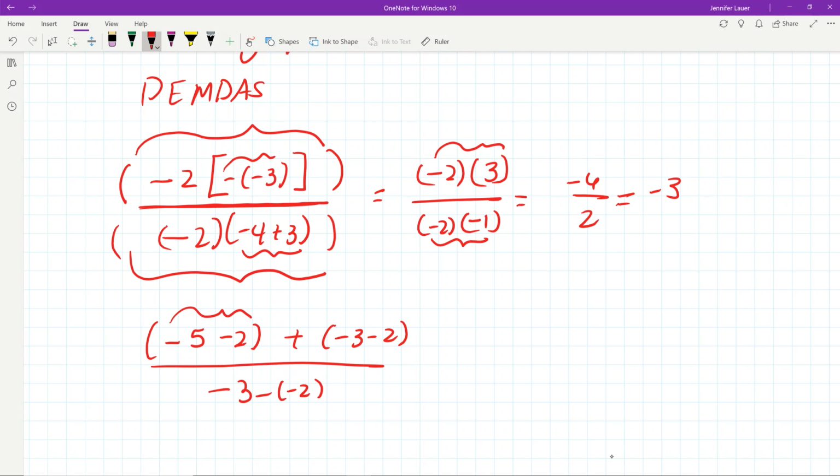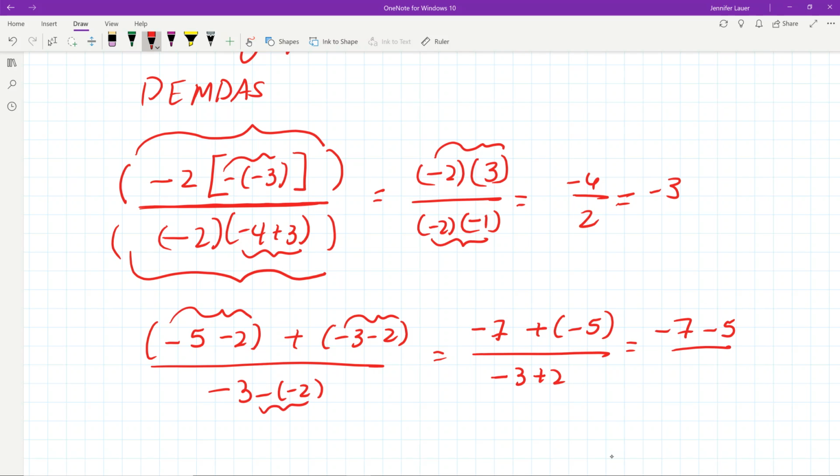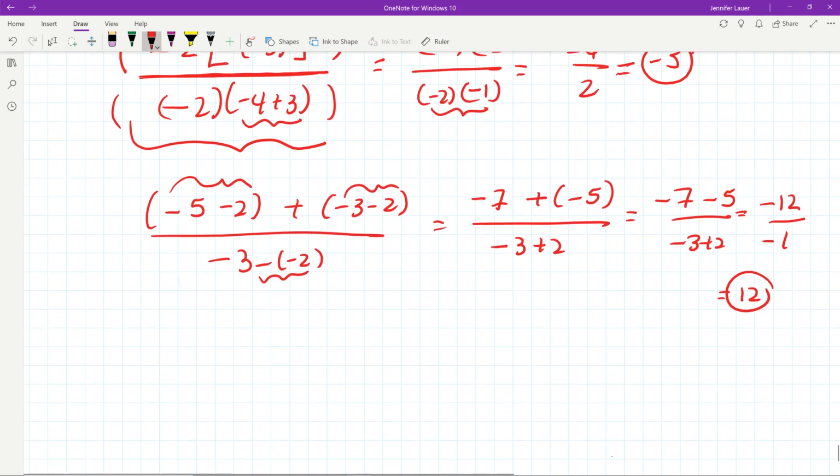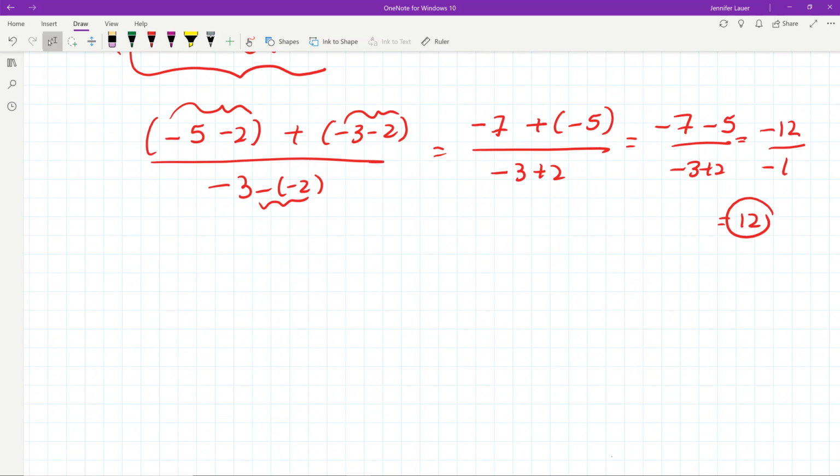So parentheses first, okay, so that's negative 7, and that's going to be negative 5. So that's going to be negative 3 plus 2. This will end up being negative 7 minus 5 over negative 3 plus 2. That'll be negative 12 by our rules of subtracting negatives, and this will be negative 1, and so our answer is going to be 12. Okay, and then let's do a couple with some absolute values just to make sure you're comfortable with those.